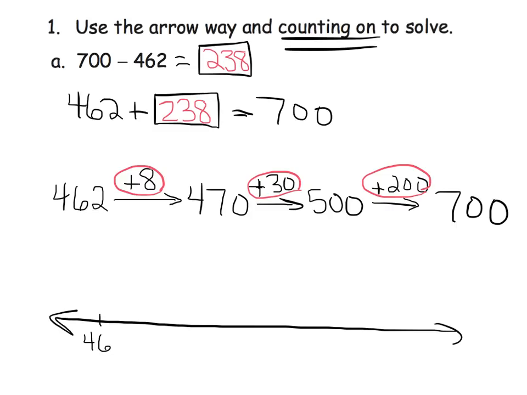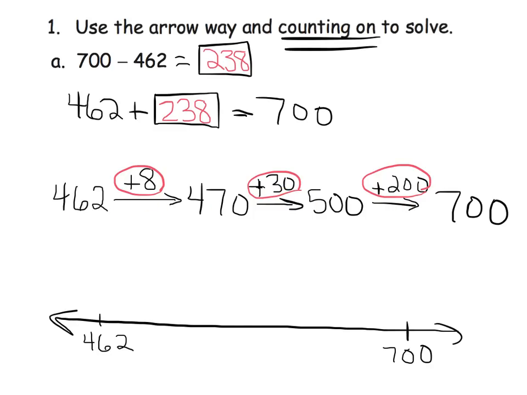So we have this empty number line, and we're going to fill it in with, of course, 462 and 700. And then we do our hops, and we want to know our total distance from 462 up to 700. And we're going to do it in a series of hops. And the hops can go in any order. This is the only answer, but it's not the only order that we could have done it in.